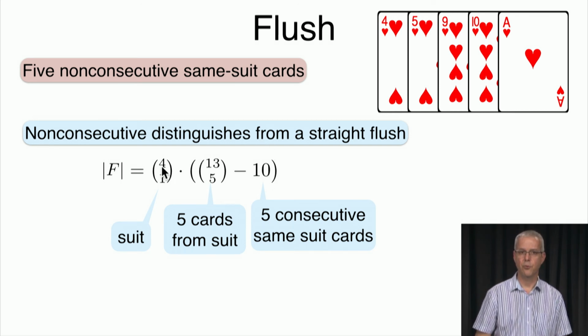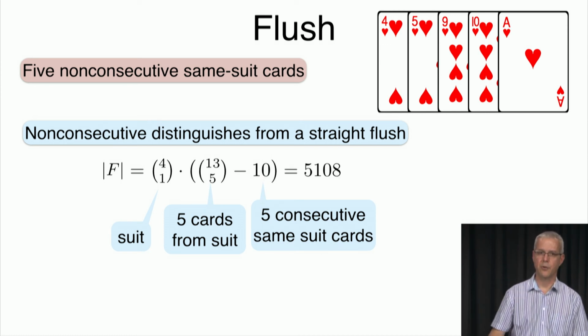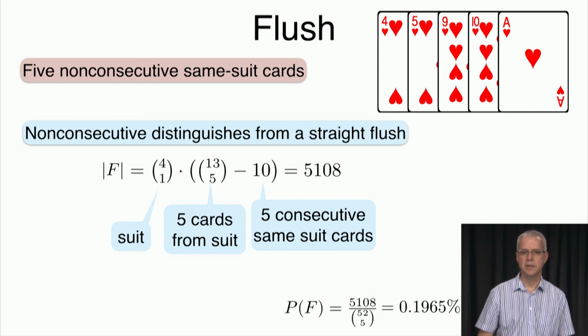So we have 4 ways of picking the suit times this number of picking non-consecutive cards from that suit, and that product is roughly 5,000, and the probability is roughly 0.2%.